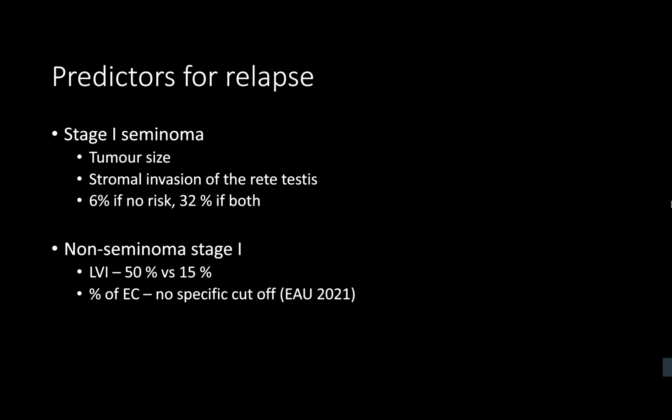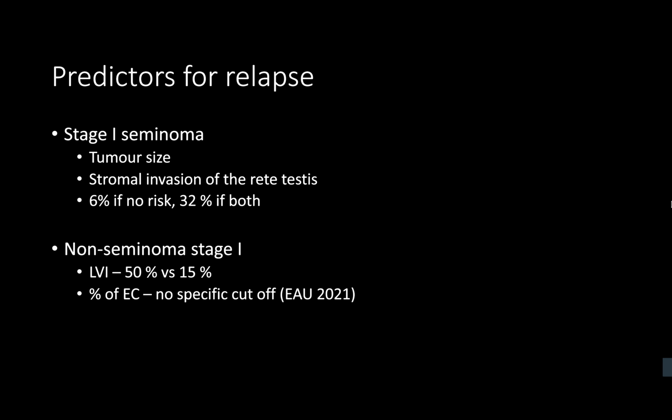According to the EAU, the numbers that I remember are 32, 16, and 6. So if both risk factors are present for a seminoma, then it is 32%. If only one is present, it is 16%, and if both risk factors are not present, then it is 6%. Okay. According to the EAU, but the AUA it's slightly different. Maybe the literature they're referring to is different. That might be the reason.